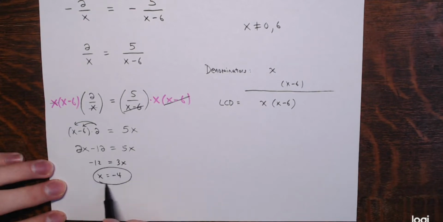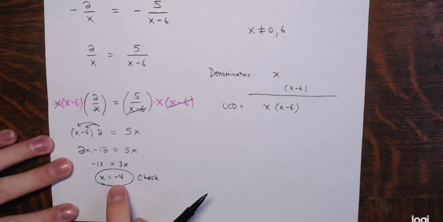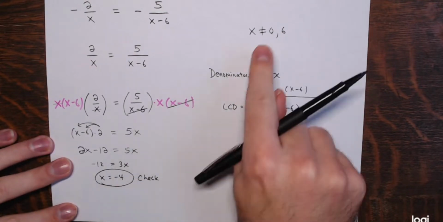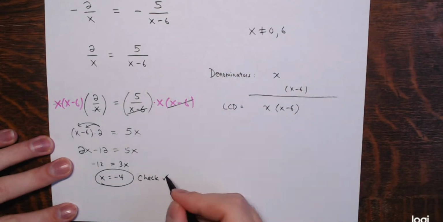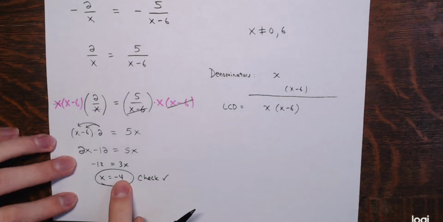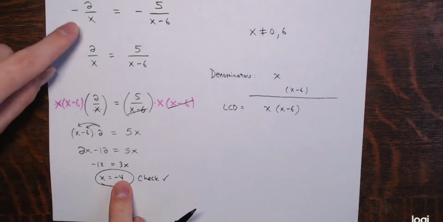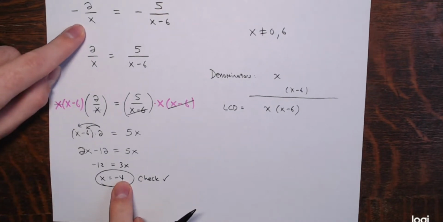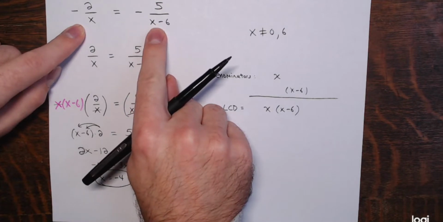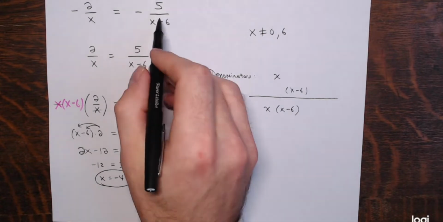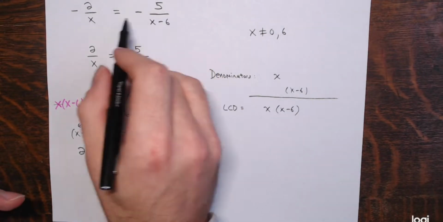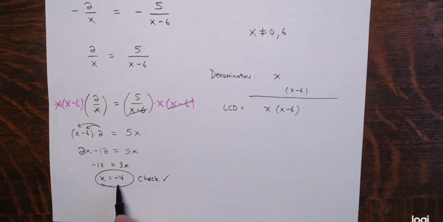And then check it. Now, if you did everything correctly, as long as this number that you find isn't one of the restricted numbers, you should be good. This should work. And I'll test it out. If I replace x with negative 4, the left side would be positive 1/2, and so would the right side. Because you'd have 5 over negative 10, which should be negative 1/2, but negative 1 times negative 1/2 would be positive 1/2. You'd have 1/2 equals 1/2. This negative 4 is a good solution.